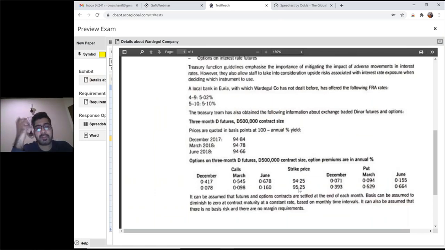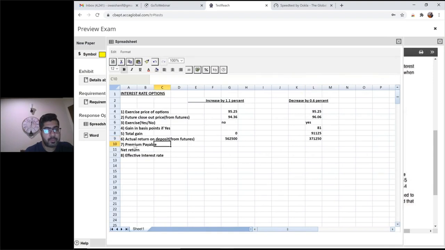And December, March, June, you have already selected the March one. So March premium is 0.098. So it's 0.098 into spot 100 into contracts 90 into tick 12.5. So the premium is going to be 0.098 into 100 into 90 into 12.5, 11025.